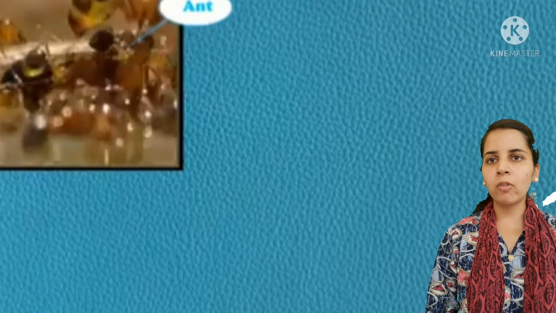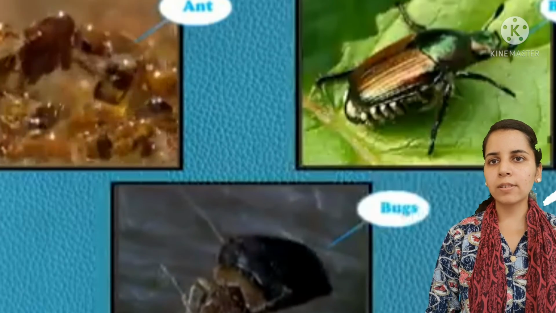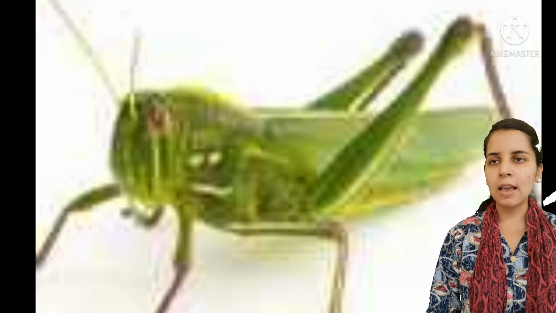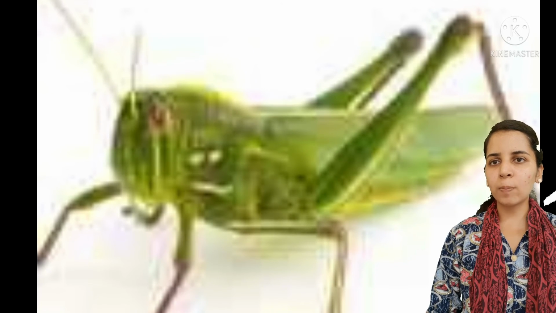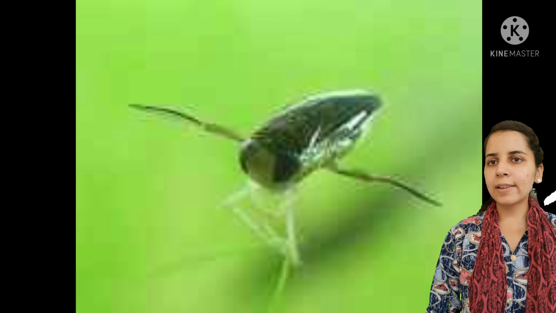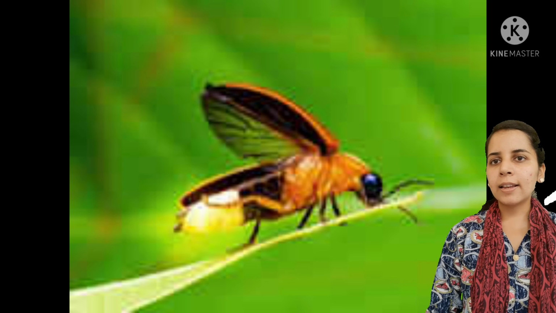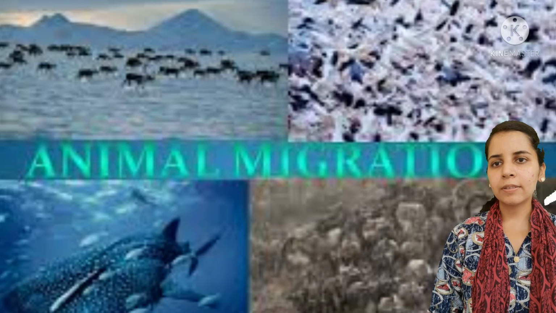Now let us talk about movement in insects. They have 6 legs for movement. Insects like ants, cockroaches and bugs crawl on their legs. Some insects like grasshoppers use their legs in hopping. And insects like water boatmen swim in water with their legs. Insects like butterflies and fireflies have wings with the help of which they can fly.